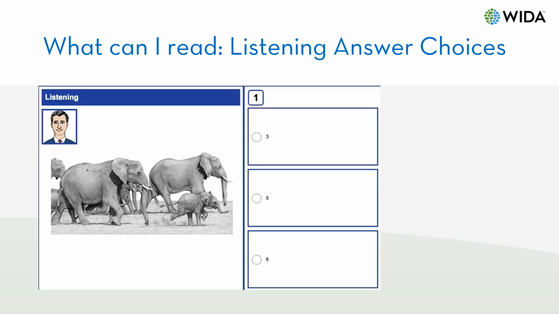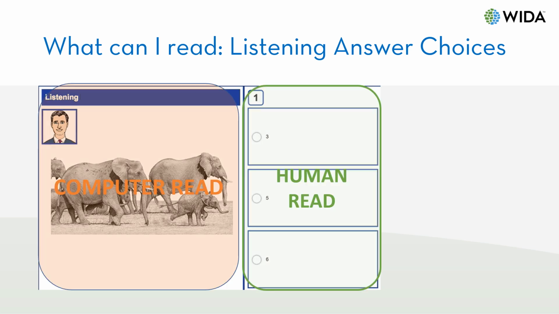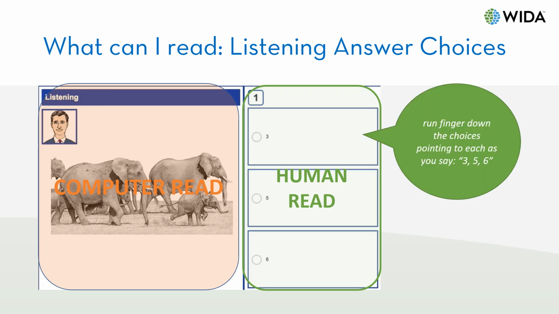So what can you read on the listening answer choices? The computer will read the prompt and the question aloud, and you, as the in-person human reader, will run your finger down the choices, pointing to each as you say 3, 5, 6.